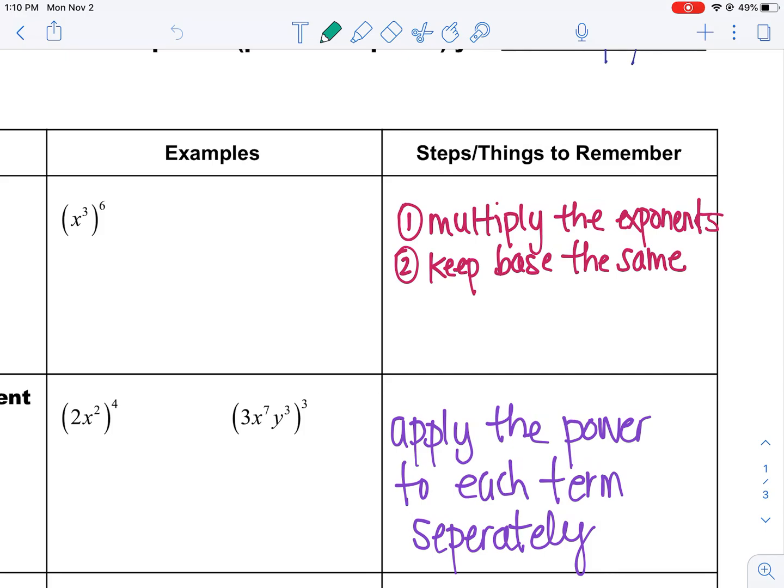In example number 1, you can see that the base is x, therefore I'm going to keep it the same. And I can see that the exponent of 3 is being raised to an exponent of 6, a power to a power. Therefore, I'm going to take 3, multiply it by 6, and get x to the 18th. And that is your answer for that. That is a very simple one. There's no coefficient. The base is a variable, so you just have the variable base with two exponents being multiplied.